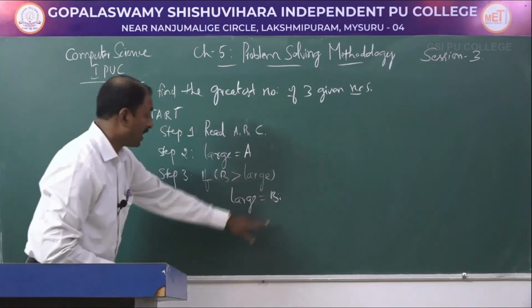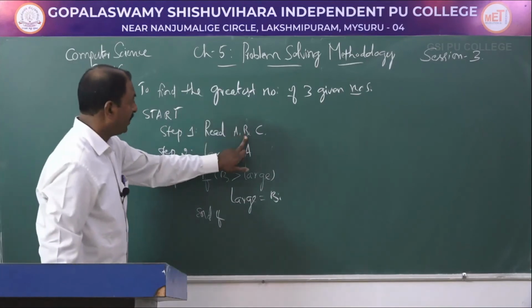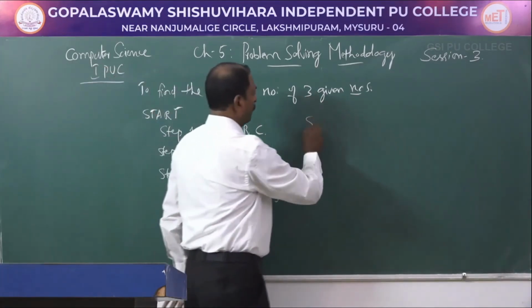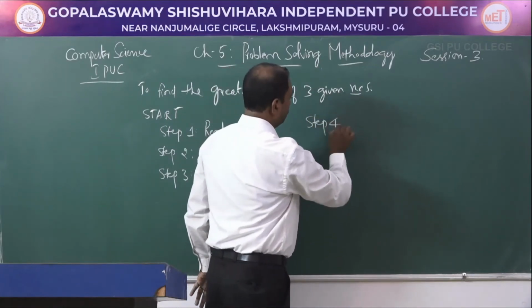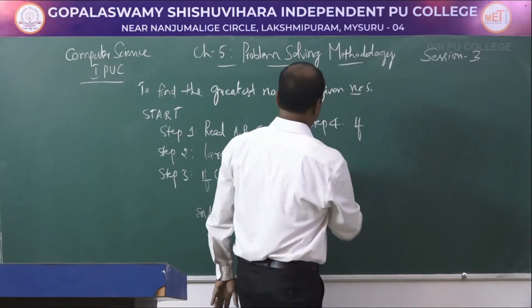This is only one step. In step 3, we are comparing B with large. Similarly, in step 4, we are going to compare another number C.